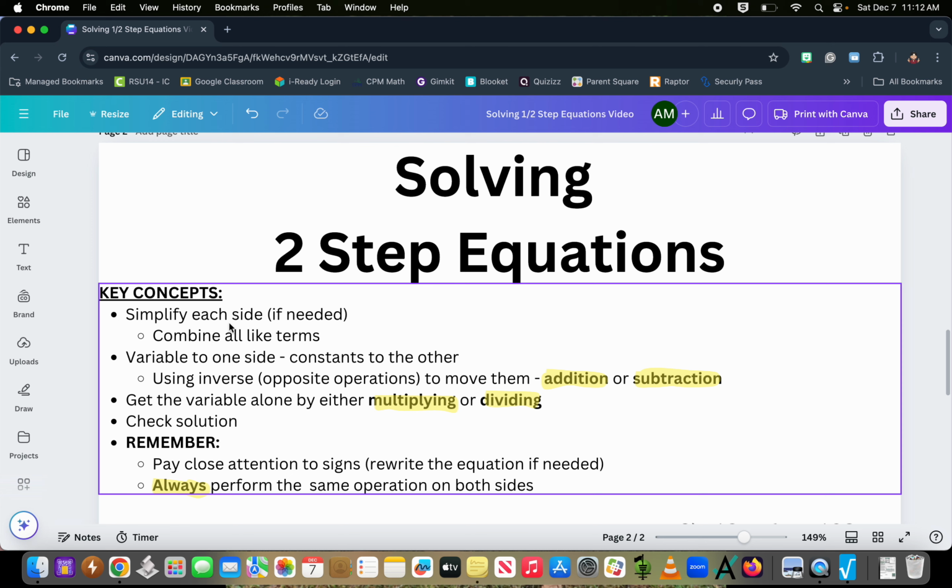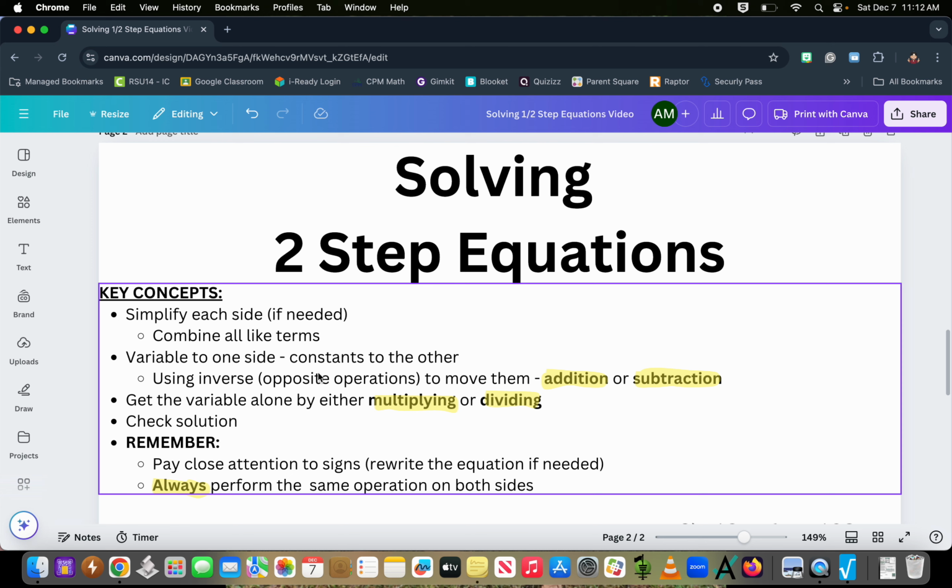First, simplify each side if needed. Sometimes we need to combine like terms to make sure that our apples are with our apples and our oranges are with our oranges. Not all the time, but sometimes. Next, we want our variables on one side and constants to the other. And the best part of this, it doesn't really matter which side we have them on. We can put them on either.